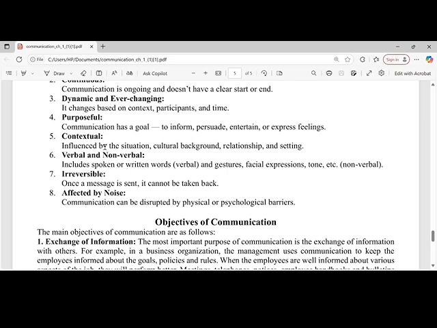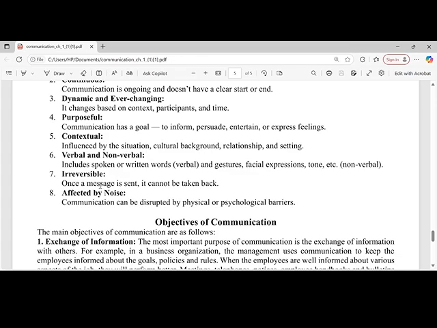Purposeful: it should have a goal, to inform, to persuade, to entertain, to express feeling, to share some information. So it has a goal or purpose. Influenced by the situation, it's contextual, cultural background. It is influenced by cultures, relationships, and situations. Verbal and non-verbal: it includes spoken or written words, gestures, facial expressions, tone, that is very important in communication.